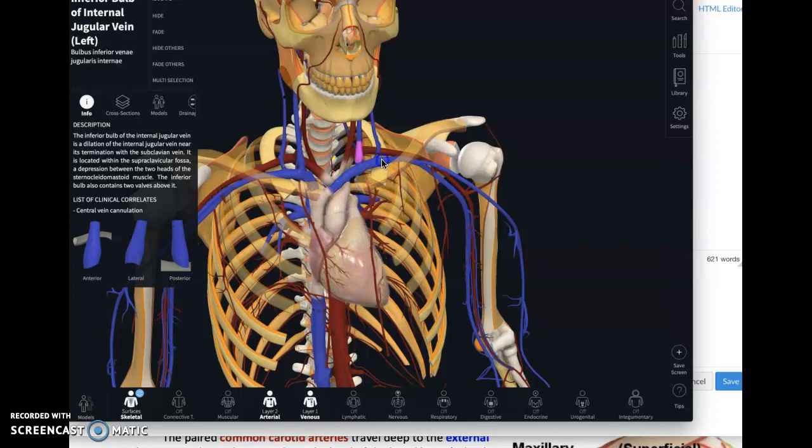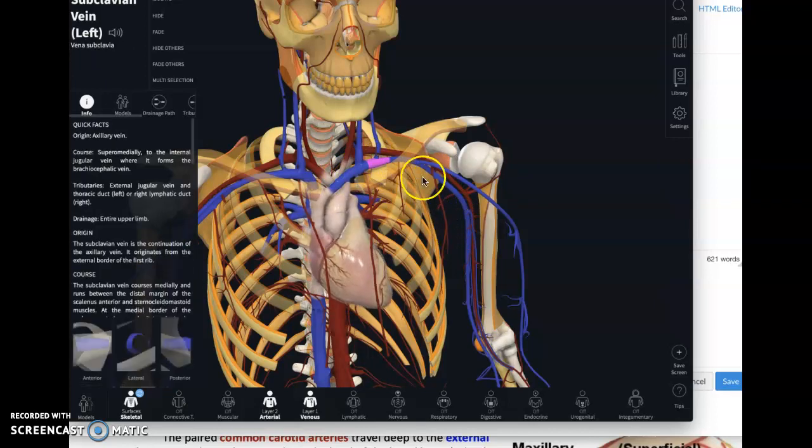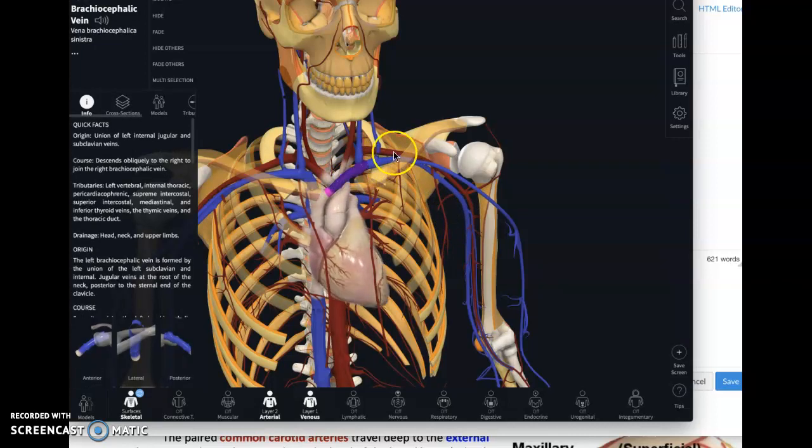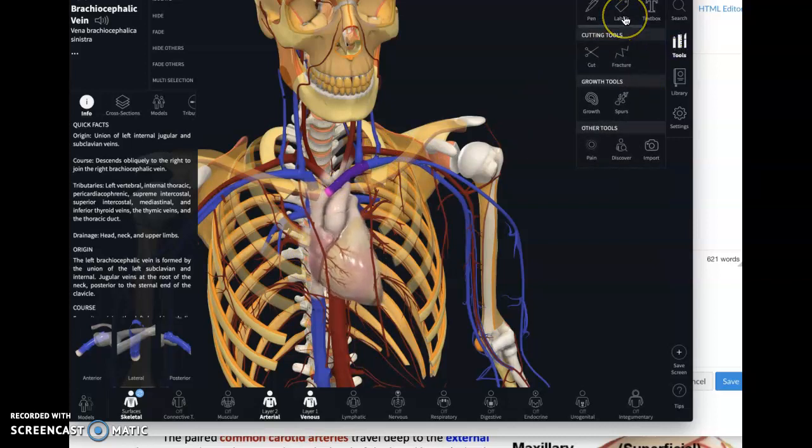Now we also have blood coming from the arm. Here's the subclavian vein. And they merge to become the brachiocephalic vein. It's about 2 inches long. So go to tools, go to labels, and label them. I'm not going to label them because all my labels are going to get in the way. So while we're at it, let's label the subclavian veins.